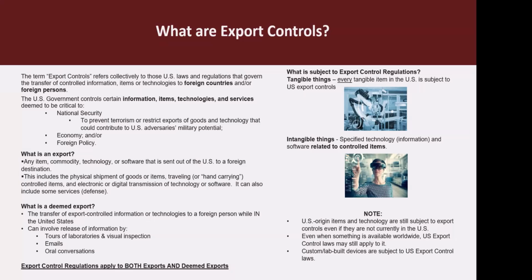It could happen by emailing technical specifications about something to a foreign national in the United States. It could even happen in some cases of just a person walking through a laboratory and seeing a particular item. Some items are even controlled from being able to be seen by foreign nationals. So an export is something leaving the US going to a foreign country. A deemed export is export controlled information going to a foreign national in the US.